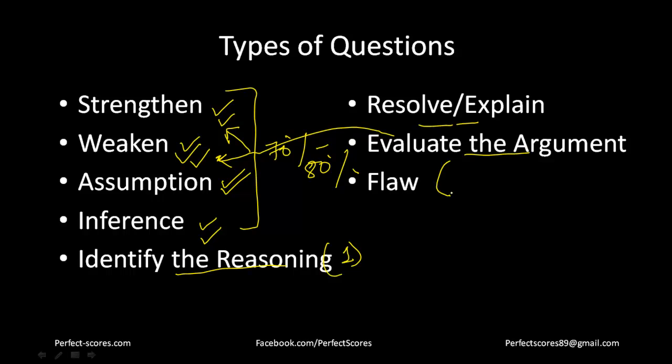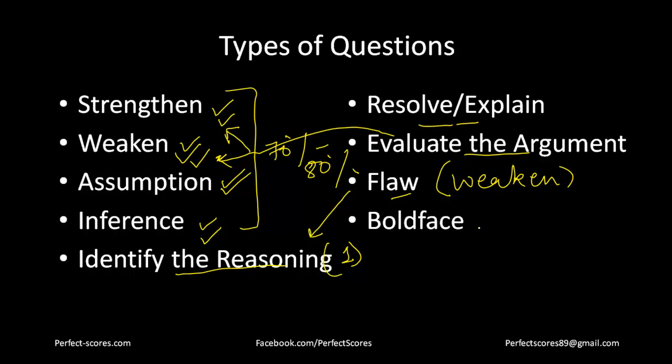Then you have find a flaw in the reasoning. It is similar to identify the reasoning, but also it is similar to weaken, because we have to basically find a flaw, again a rare question type. Then we have some bold-face questions where 2 parts of the entire argument would be written in bold-face and you have to determine the purpose of those parts. And finally you have some questions on complete the passage or complete the argument, where the last part of the argument is left blank and you have to complete it using one of the 5 options.